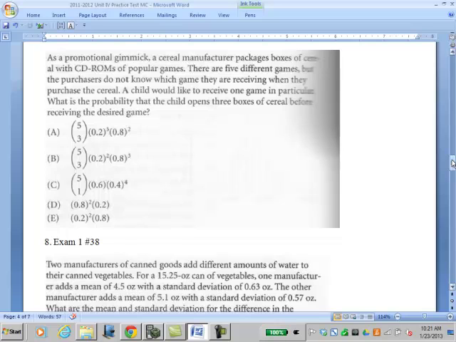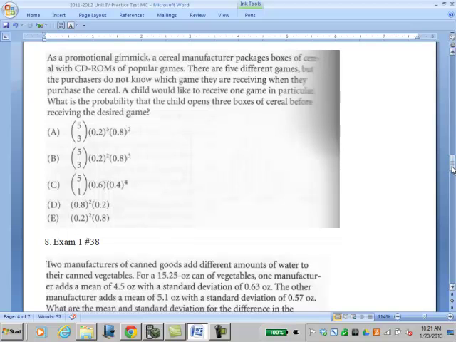So the probability that the first box you select doesn't have the game you want is 0.8. Second box, 0.8. Third box, 0.2. So you're looking for the first box that has the game you want. You can say, well, the first 2 don't have what I want, so it's 0.8 squared, and then the third one has what I want, times 0.2. Okay. All right.